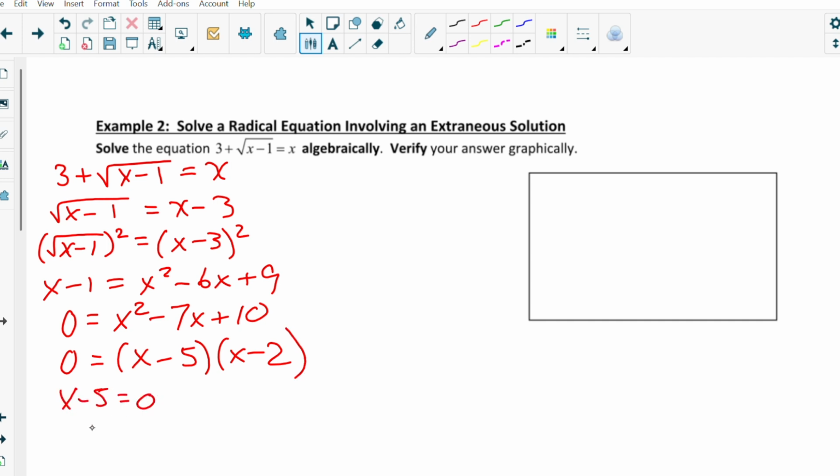X minus 5 equals 0. I have one solution, x equals 5. X minus 2 equals 0. I have another solution, x equals 2.